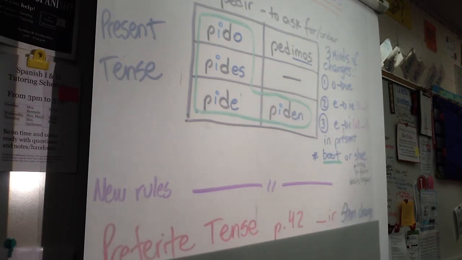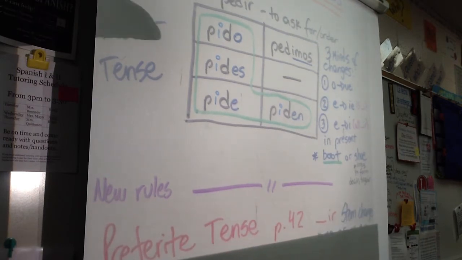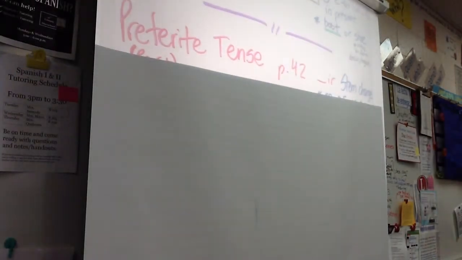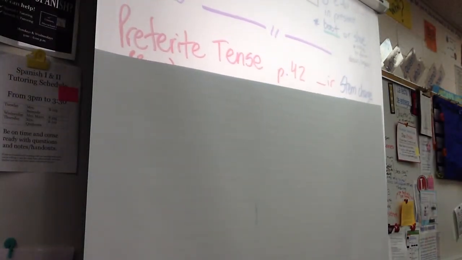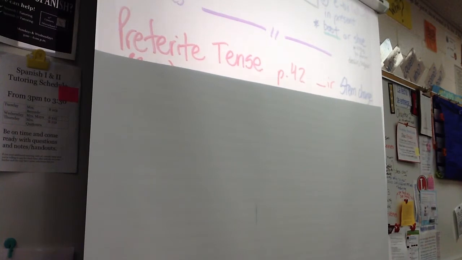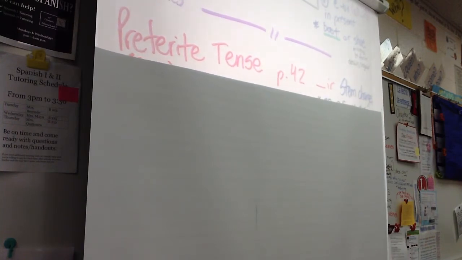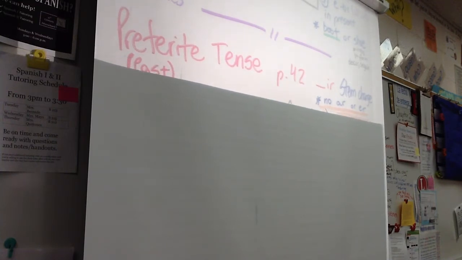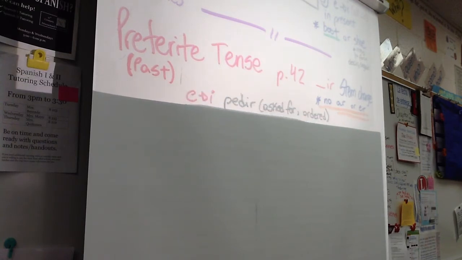Okay. This is on page 42 in your textbook. If you want to look there, it tells you that we're only talking about verbs in the preterite tense that end in IR. So this only applies to IR verbs. So if you want to write a note to yourself that this will not apply to any ER or AR verbs, that might help you kind of narrow it down. Okay. So preter or past tense for the verb pedir.